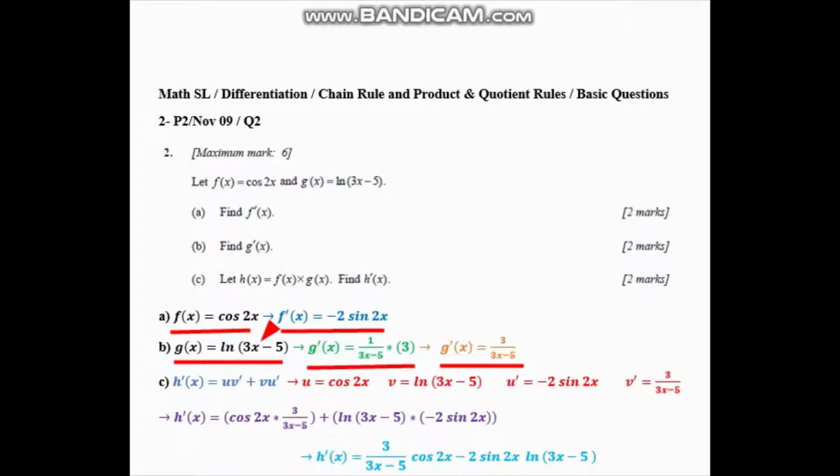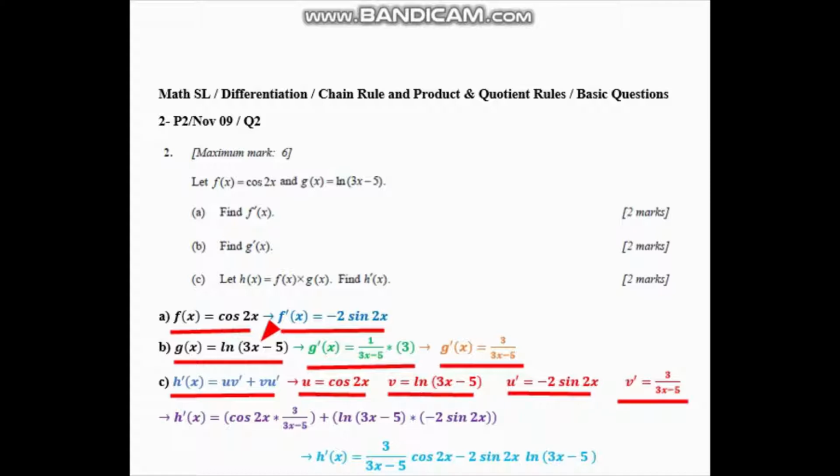Now for question C, as I've mentioned earlier, we're going to start with the product rule, and we're going to first identify our 4 variables. u is cosine 2x, which is the first function. v is ln(3x minus 5), the second function. u dash is the derivative of the first function, and v dash is the derivative of the second function. All of these variables have already been found in questions A and B.